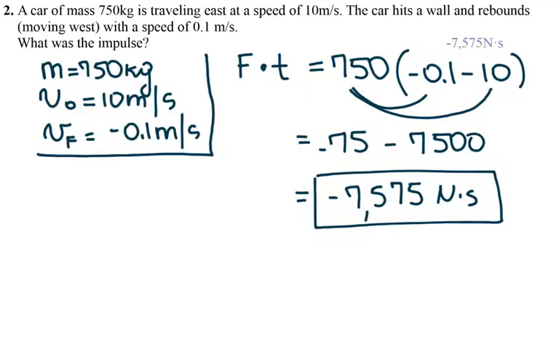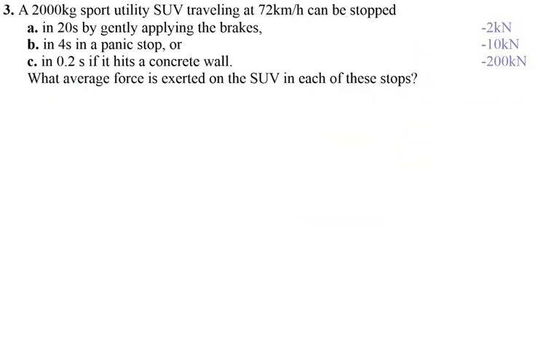So that would be the impulse. Here is a very interesting example that tells you how impulse is the same, or momentum stays the same, but the force does change. So you have a 2,000 kilogram car, so the mass is 2,000, traveling 72 kilometers an hour.